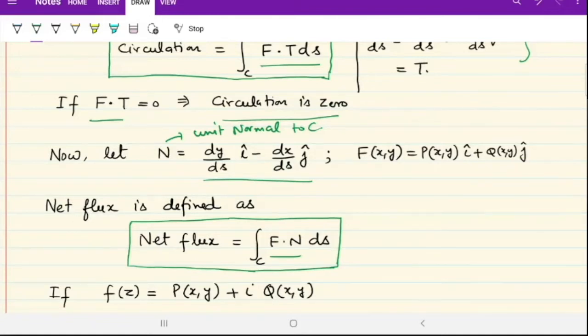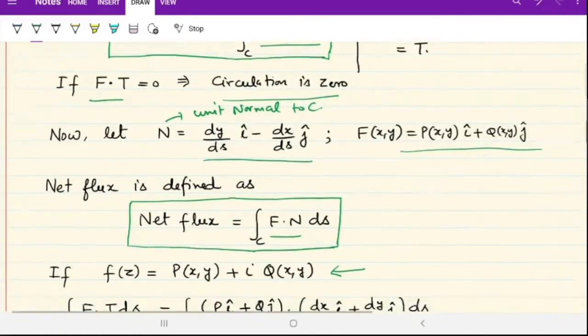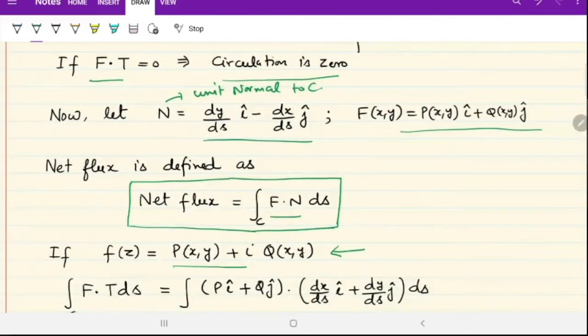So our velocity field was P(x,y) i cap plus Q(x,y) j cap. Let us write down its complex representation. Its complex representation will be f(z) = P(x,y) + iQ(x,y). So the real part of your complex function becomes the i cap component of your vector field, and the imaginary part of your complex function becomes the j cap component of your velocity vector field. So this will be the complex representation.